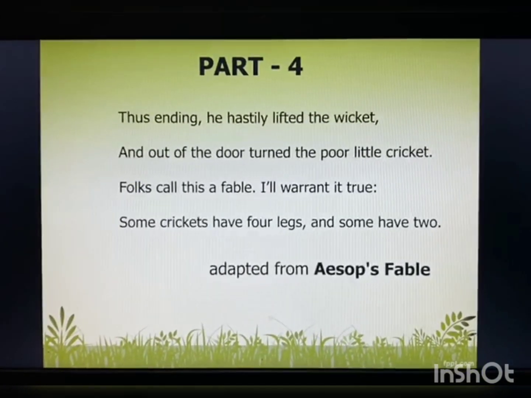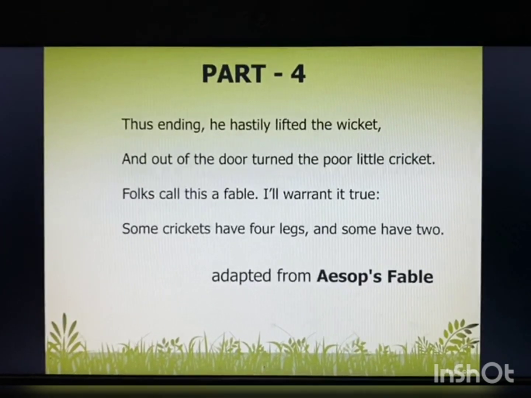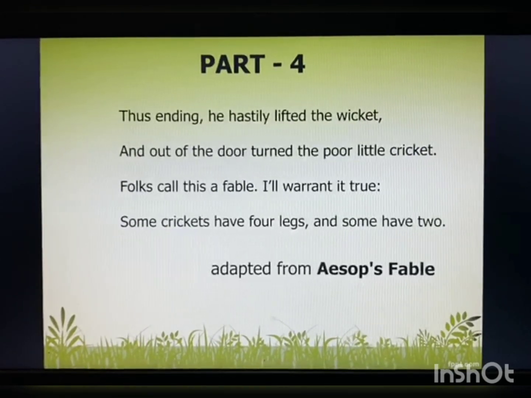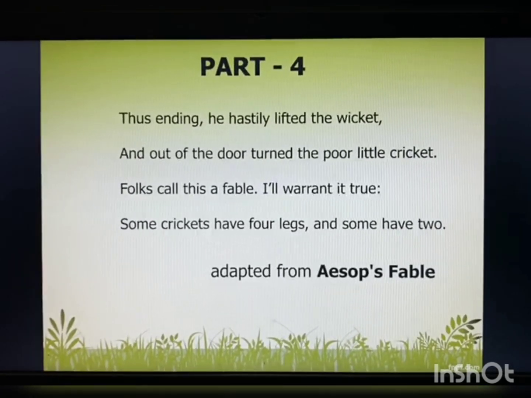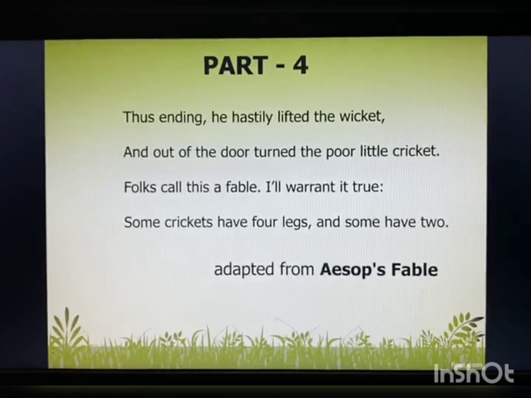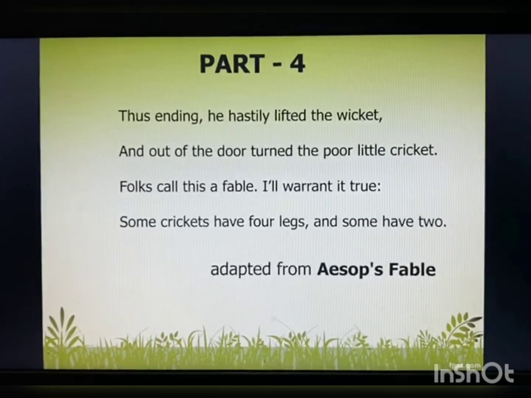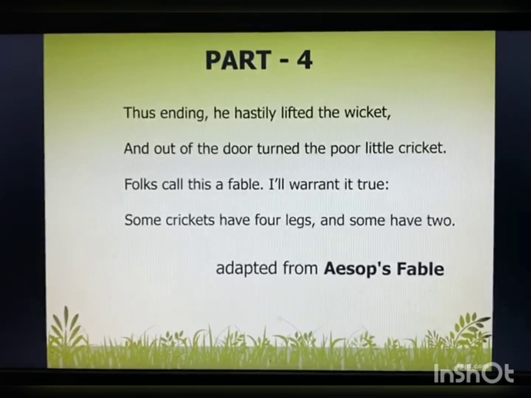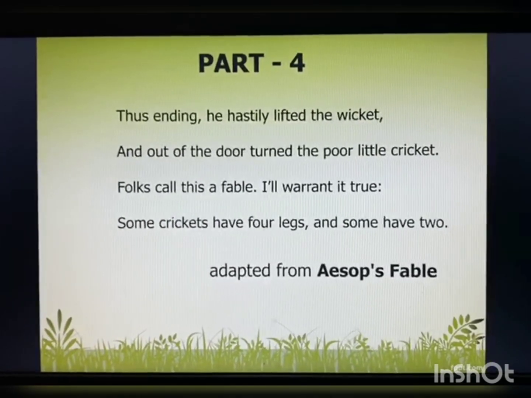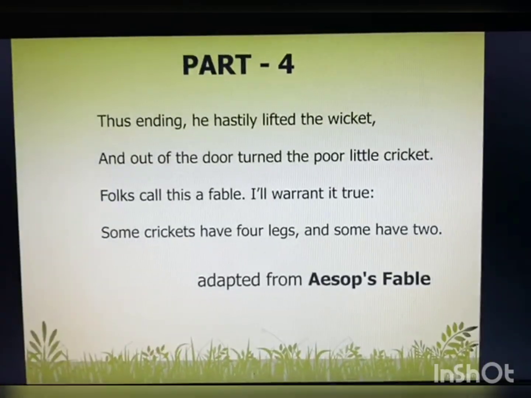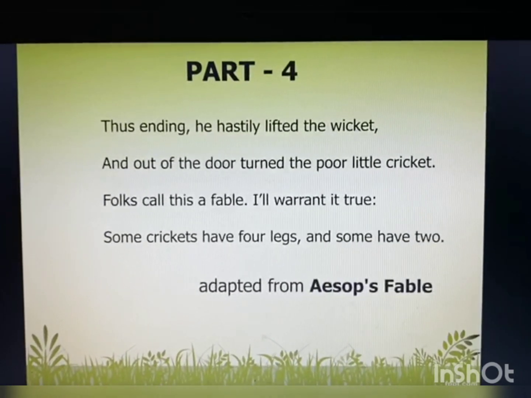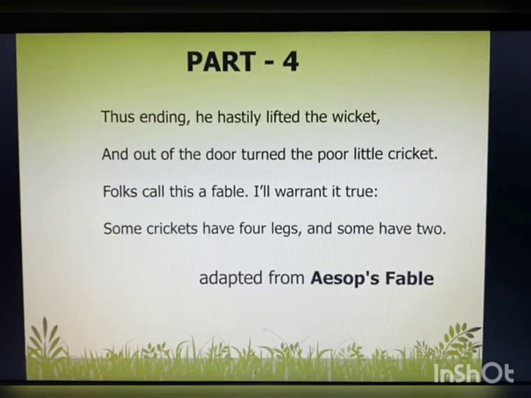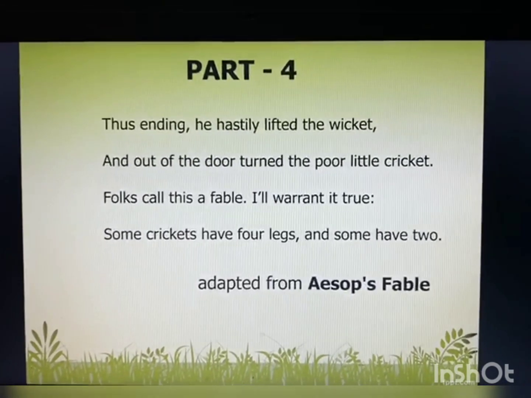In the last 2 lines, the poet says that people call the story of an ant and cricket a fable. However, he thinks that the story is quite true because there are many crickets with 4 legs as well as with 2. That is, there are insects like crickets who do not care about the future, and also humans who do not care about their future and repent when the time is gone. Here comes to an end of part 4.